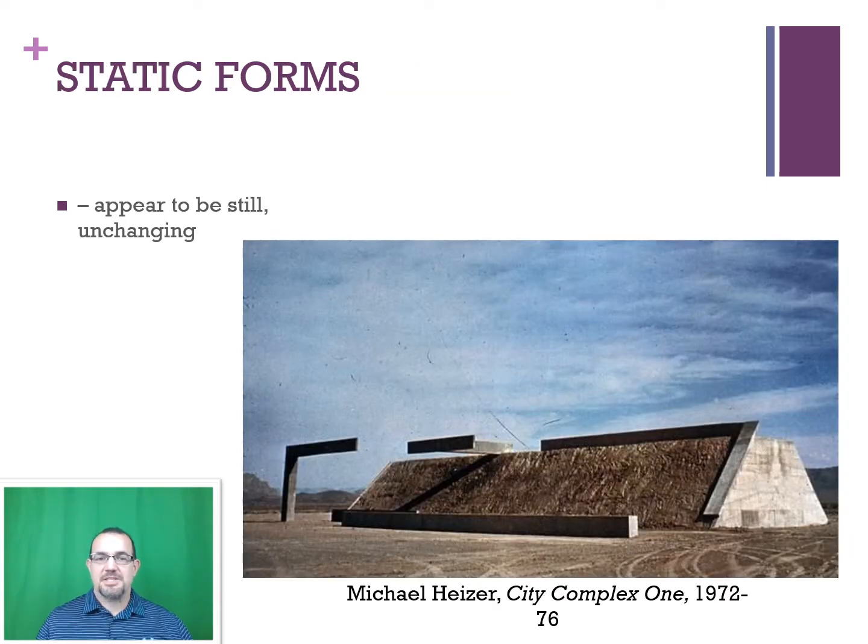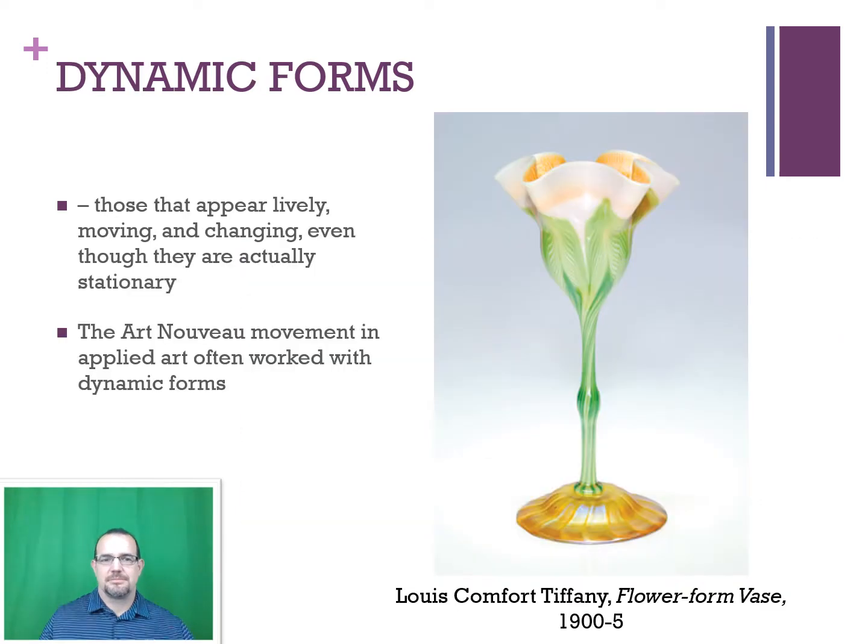When we talk about static forms, they appear to be still, they're unchanging. Dynamic forms are those that appear lively, moving, and changing, even though they're actually stationary. The Art Nouveau movement and applied art often worked with dynamic forms.